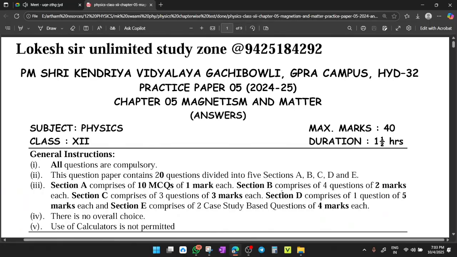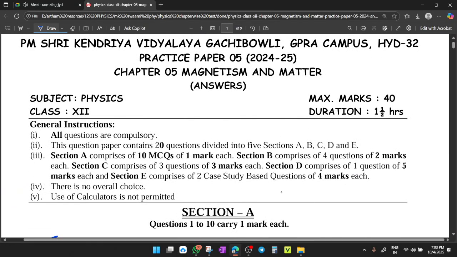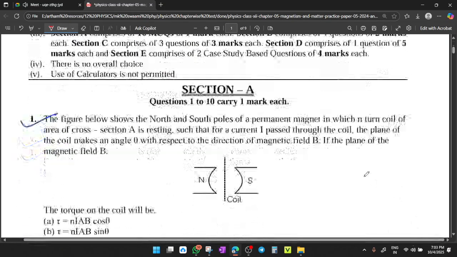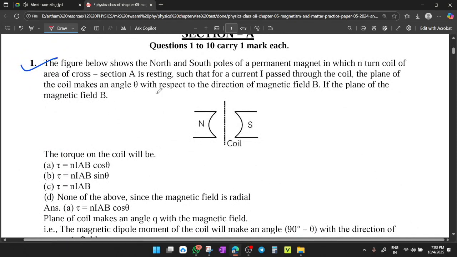Here we are with the solution of the test paper of chapter 5, Magnetism and Matter. First we have one-marker questions. First question: the figure shows the north and south poles of a permanent magnet in which an n-turn coil of area of cross section A is resting, such that for a current I passing through the coil, the plane of the coil makes an angle theta. This is the important line: this is the angle of the plane of the coil with respect to the direction of the magnetic field.